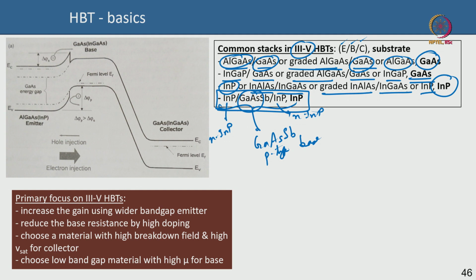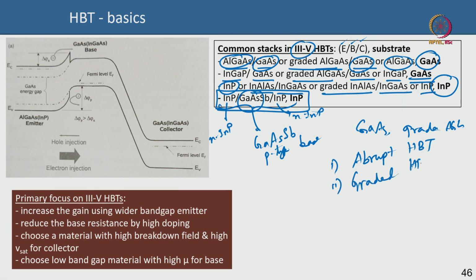So the reason in most of these cases the base is written as gallium arsenide or a graded AlGaAs is because you can either have an abrupt HBT, in which case the base will be say AlGaAs or InGaAs or whatever, or you can have a graded HBT. In a graded HBT the base will be graded, and that is why it can be graded AlGaAs or graded InGaAs, or graded indium aluminum arsenide depending on the particular stack that you are using.